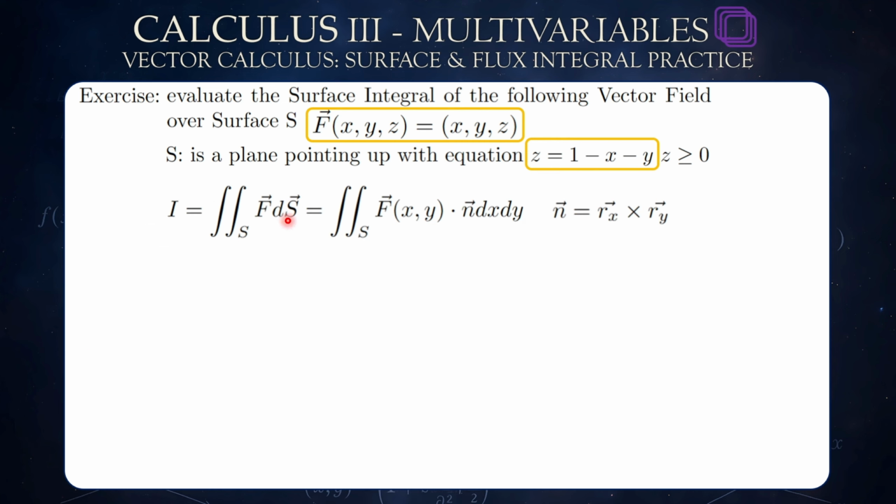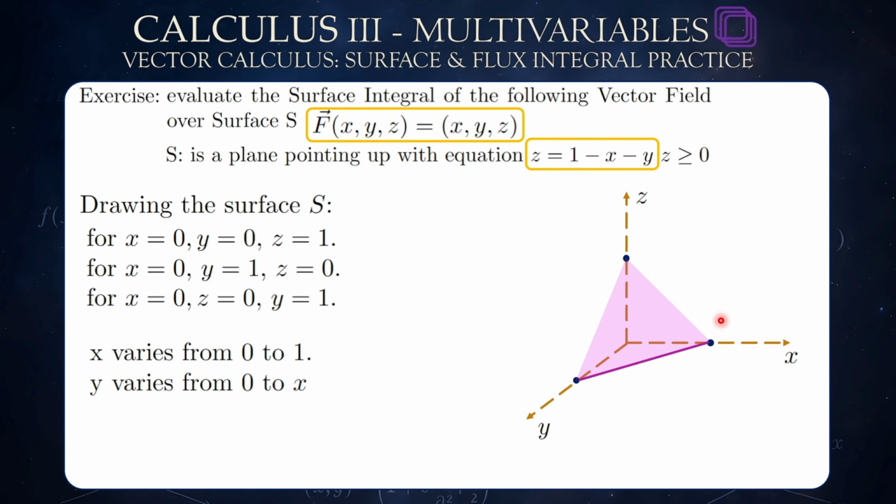The surface integral of f ds is equal to the double integral over S of f(x,y) dot n dx dy. n is rx cross ry, so we need to find n. And again, these are the 3 points. X is changing between 0 and 1. Y is changing between 0 and y equal x. Okay, that's the region. So y is changing between a point and a function, which is y equal x.